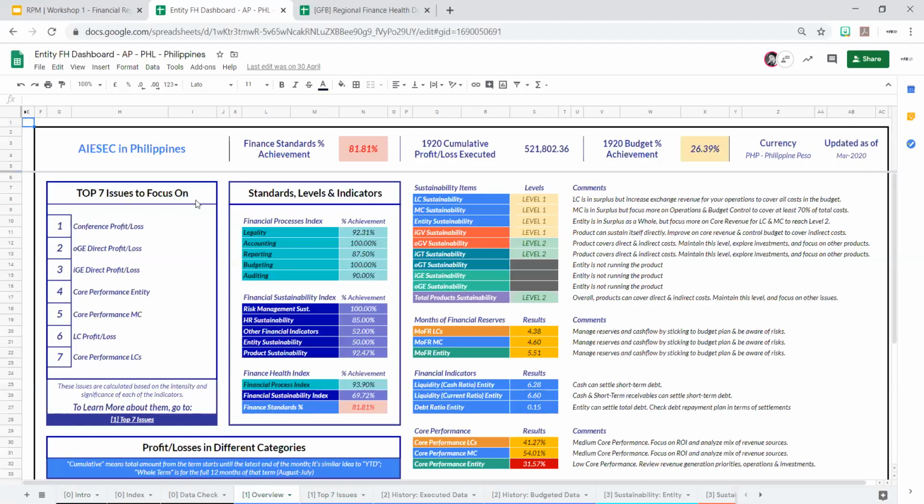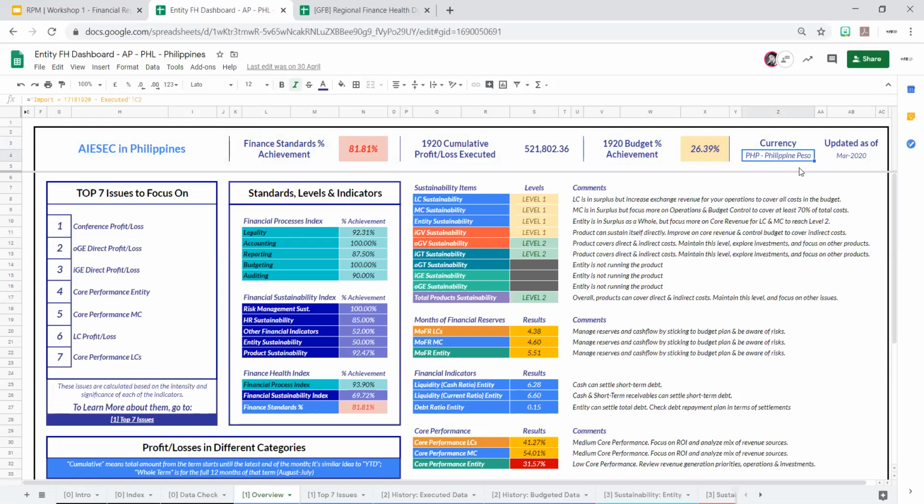In the overview tab, the top part is the basic information about the entity. For example, the finance standards achievement so far, and the cumulative profit loss executed, meaning how much profit or loss has been executed for this term 1920. 1920 budget achievement is how much you have achieved in comparison to your budget so far. Currency is in your local currency.